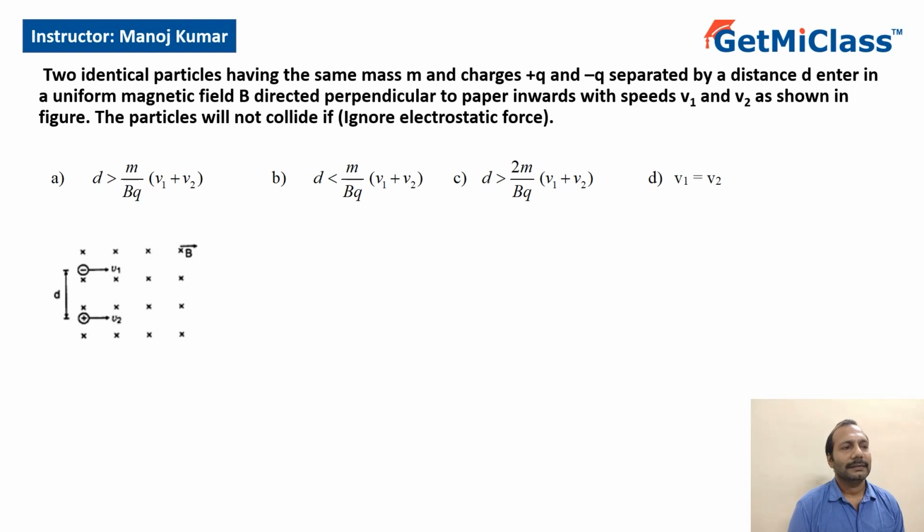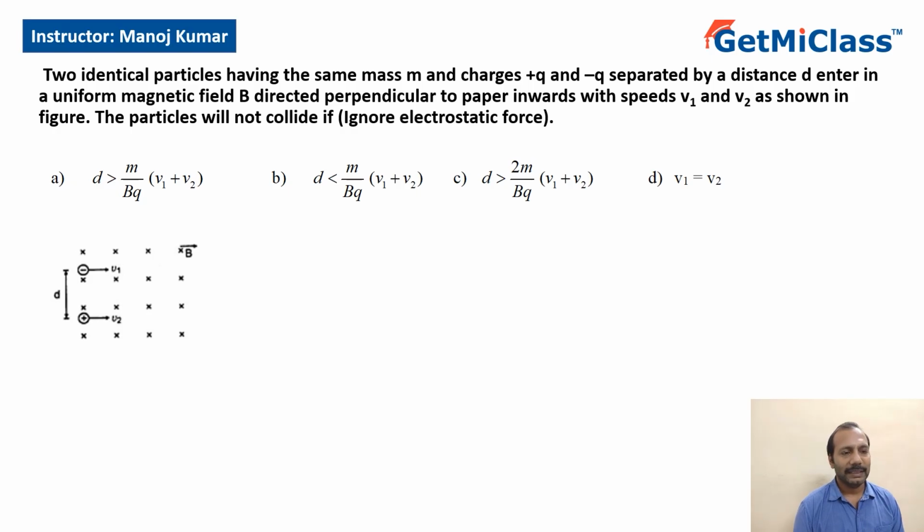This question says two identical particles having the same mass m and charge +q and -q, separated by a distance d, enter a uniform magnetic field B directed perpendicular to the paper inwards with speeds v1 and v2 as shown in the figure. The particles will not collide if, so we are ignoring electrostatic disturbances. So under what condition will the particles not collide?